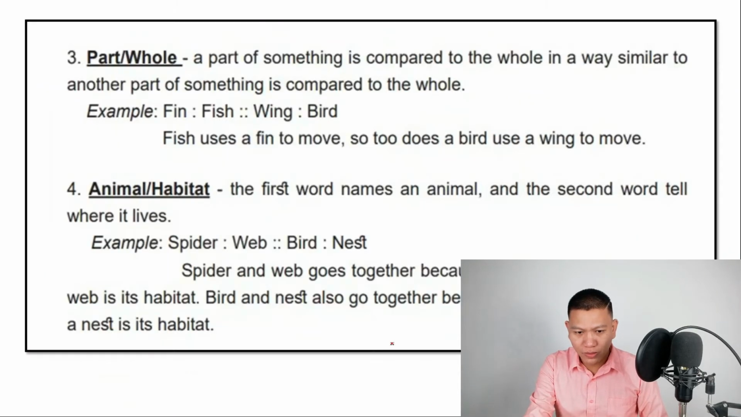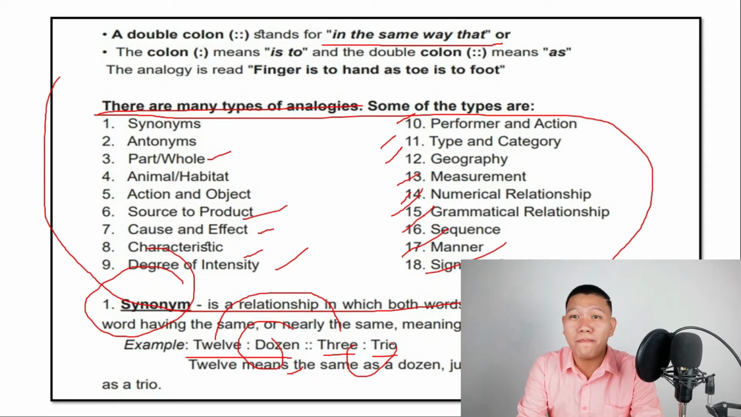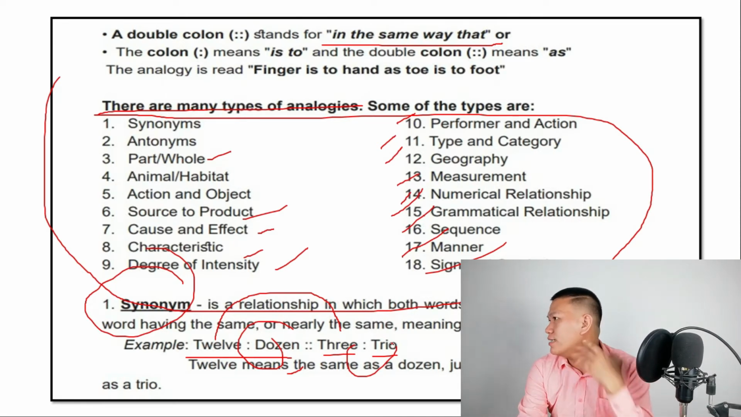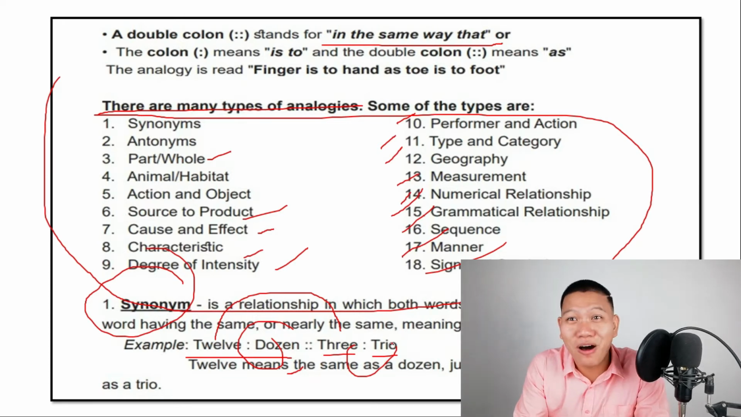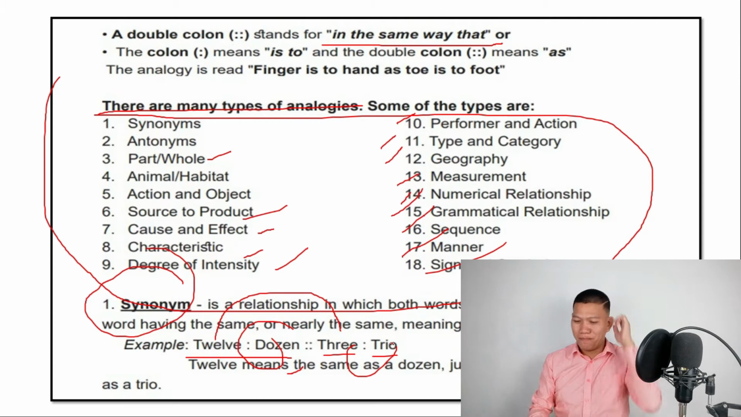The second one is antonym. So it's the opposite of synonym. Antonym is a word that has an opposite meaning to the other word. So we may say, fat is to thin. In the same way, tall is to, what's the opposite of tall? Very good, small. So that's the antonym. Next.